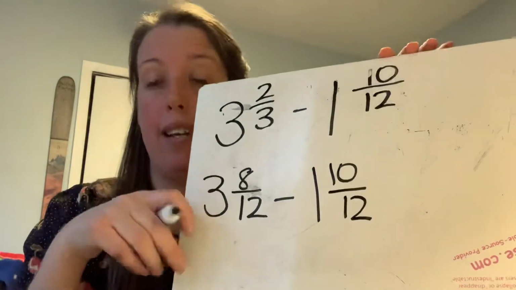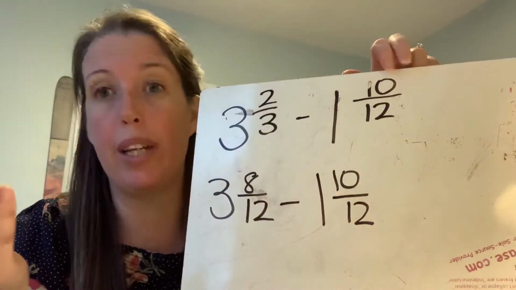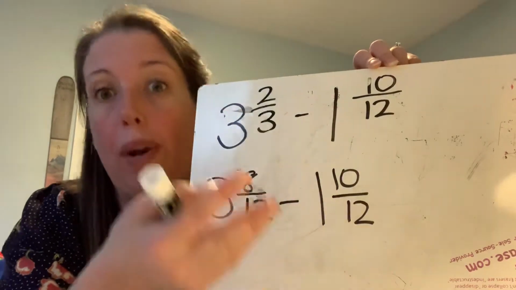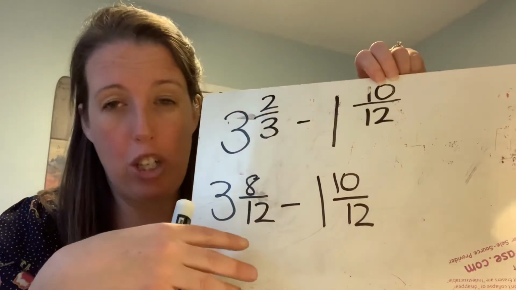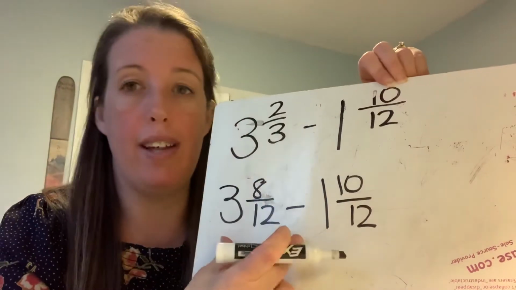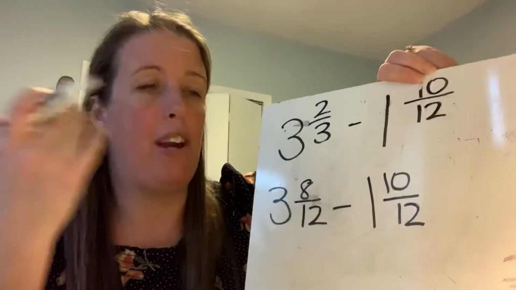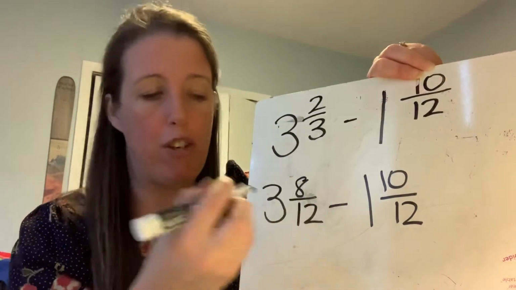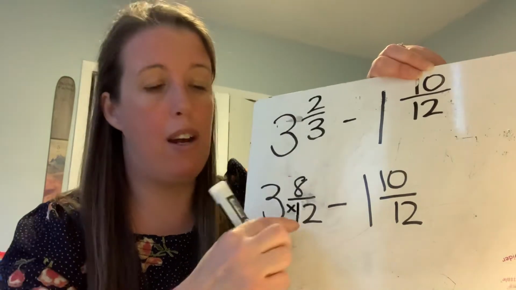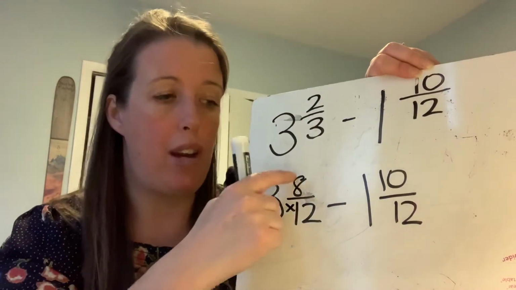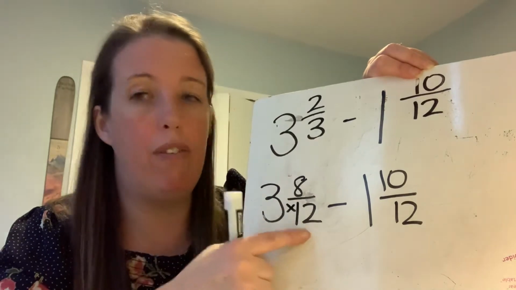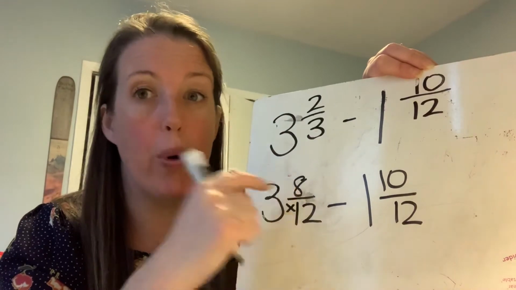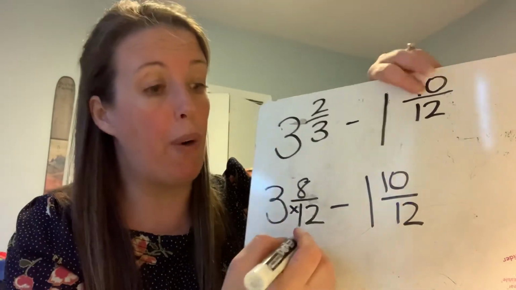Now, the reason I need to regroup or rename these fractions is because if I have 8/12ths, I can't take away 10/12ths. I don't have 10. So watch this strategy. I'm gonna turn this into an improper fraction. Now, how do I do that? If you remember from our lesson a couple of days ago, you can always rewatch that lesson if you're having trouble with this part. But we're gonna multiply our denominator times our whole number and then add on our numerator. So 12 times 3, 12, 24, 36. If I add 8 more to 36, I'm going to get 44.